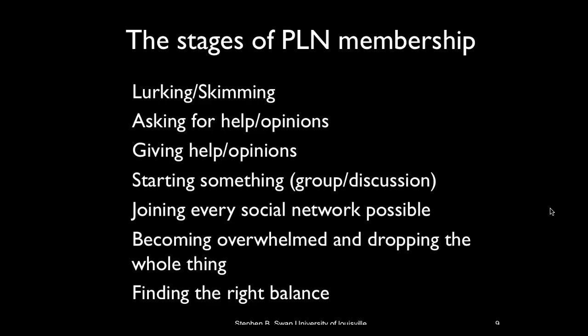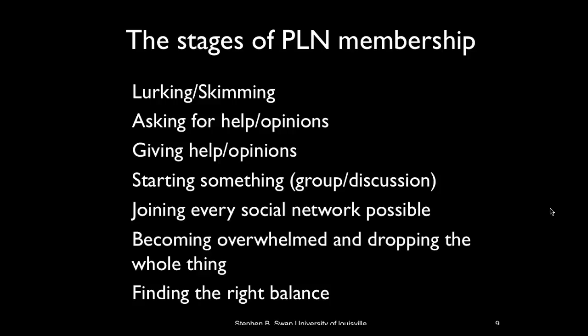So here are the stages of a PLN. You lurk, you skim, you kind of look around, you join, you follow some people, and then you start asking for help. You start putting your ideas out there. And then all of a sudden your ideas get a bounce back. People start saying, what did you mean by that? Or you see that your tweets get retweeted. Oh, what a wonderful experience that is. Getting something started.